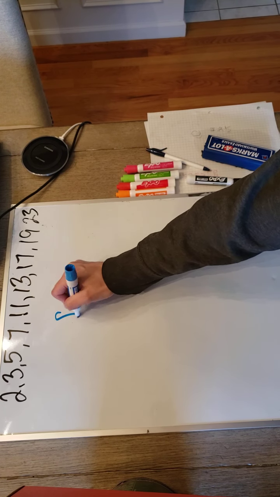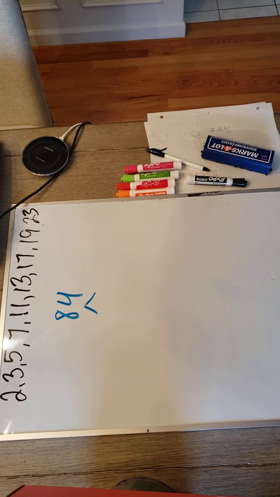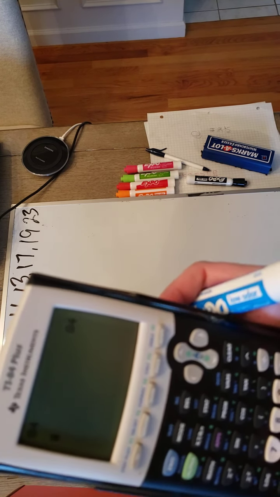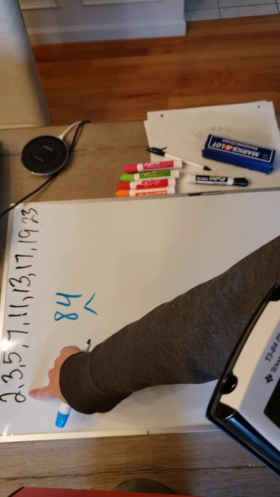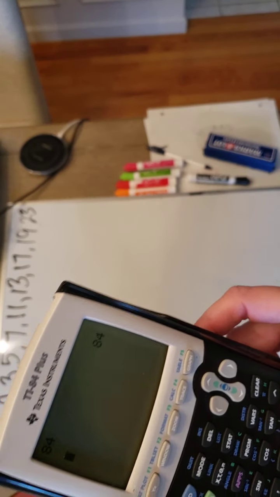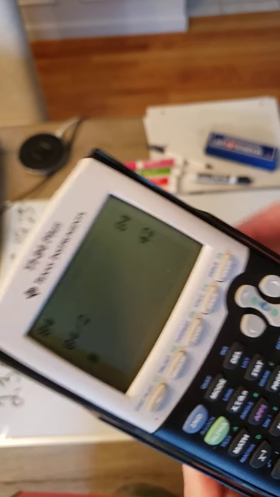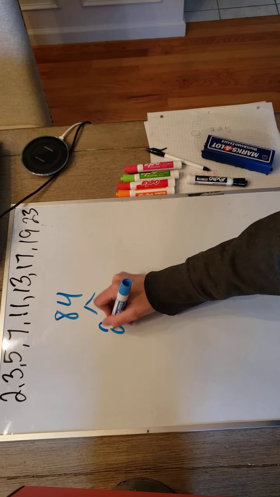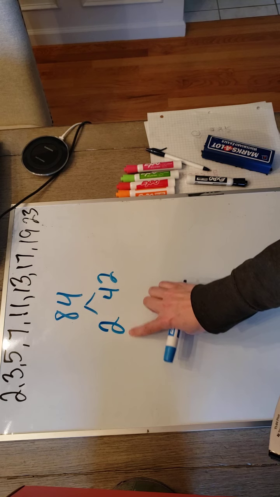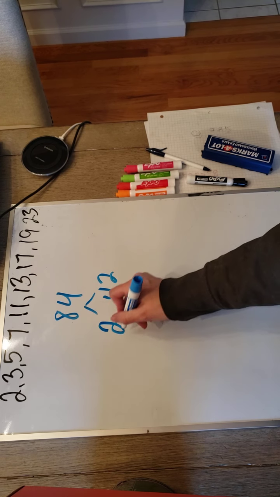So let's say we have the number 84. Some of you might not know what goes into 84, so you take your calculator and you say, what's my first prime number? 2. Is 84 divisible by 2? Yes, it is. 2 and 42. Are either of those prime? You know 2 is.